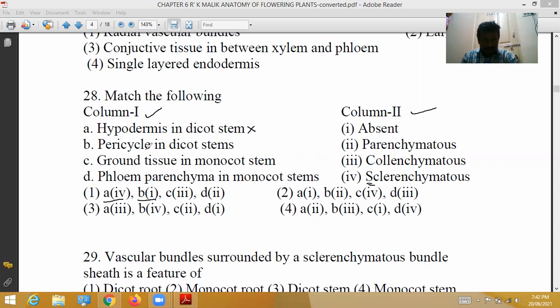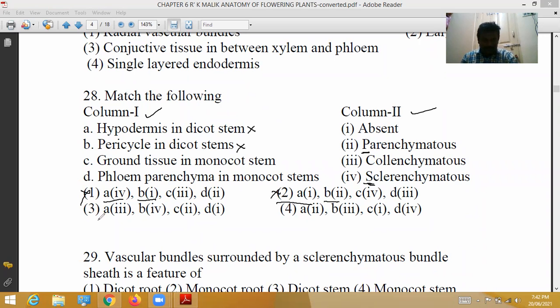Let us see B1, parenchyma, pericycle in dicot stems. Pericycle is also not a dead tissue, so option 1 is wrong. Let us see A1, hypodermis in dicot stem, absent. Given that, actually it is present, so the second is also wrong. Then B2, pericycle in dicot stem, parenchymatous. Actually pericycle in dicot stem is not parenchymatous, so option 2 is also a wrong option.